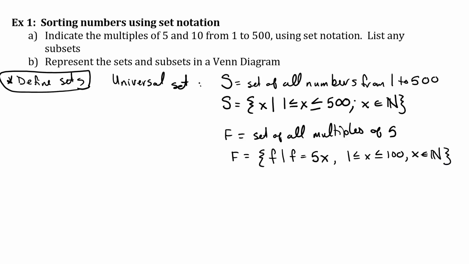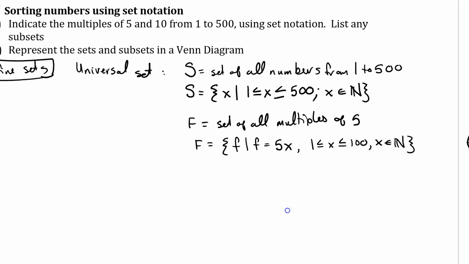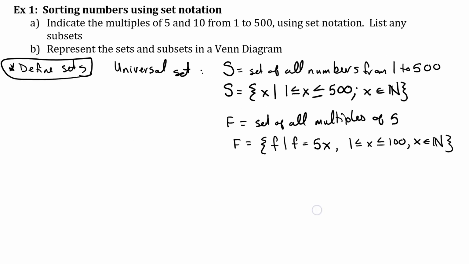This symbol right here, I just want to draw it out a little bit. It's like a C with a line under it. So x is an element of the natural numbers. We kind of used that notation last year as well. If I wanted to pause for a second, I would say that F is a subset of the universal set because every multiple of 5 is contained in the set of all numbers between 1 and 500.